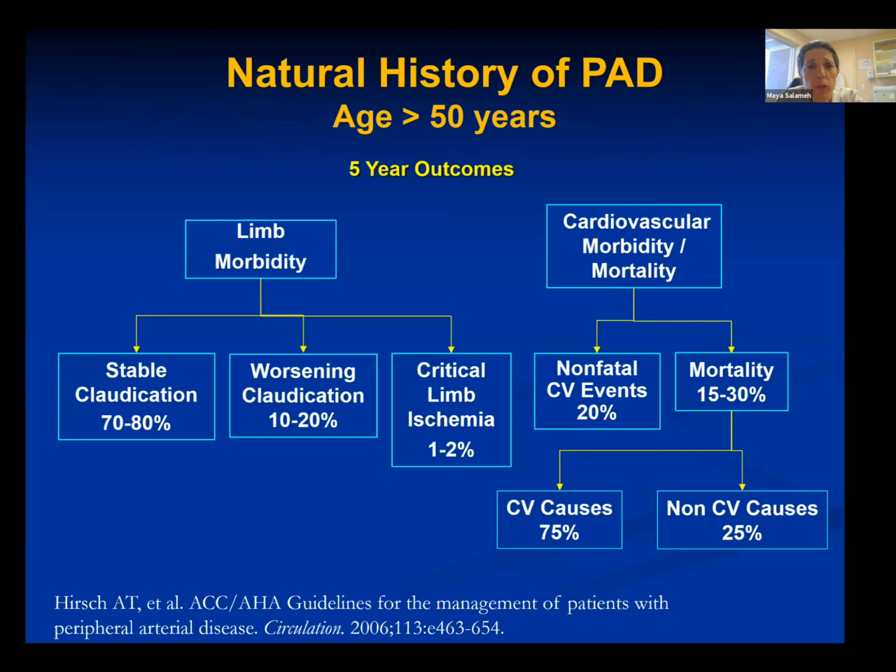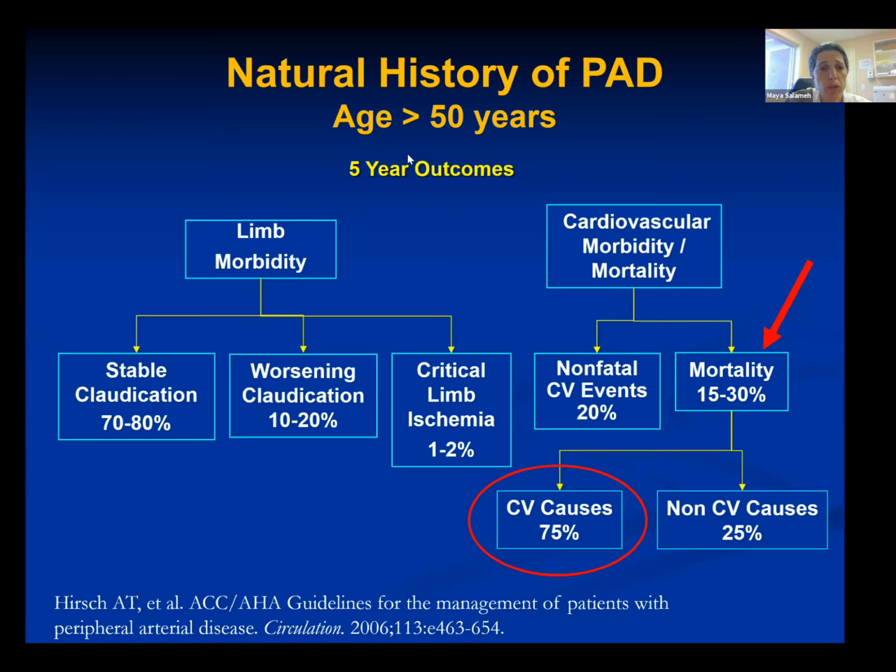And that translates into what you see in the natural history of PAD. This is looking at 5-year outcomes from both the limb perspective and cardiovascular perspective. I'll draw your attention to the 5-year mortality, up to 30% in patients with PAD, which is really a terrible prognosis for these patients. And the majority of causes of death are cardiovascular.